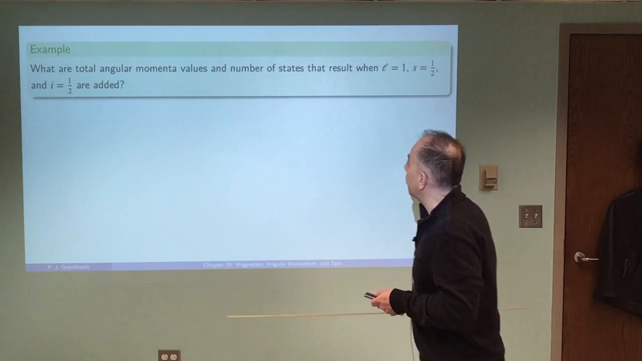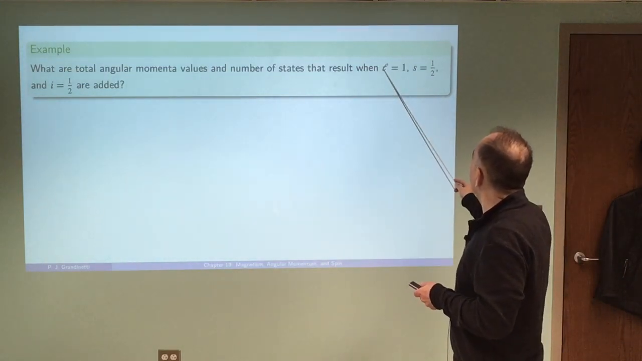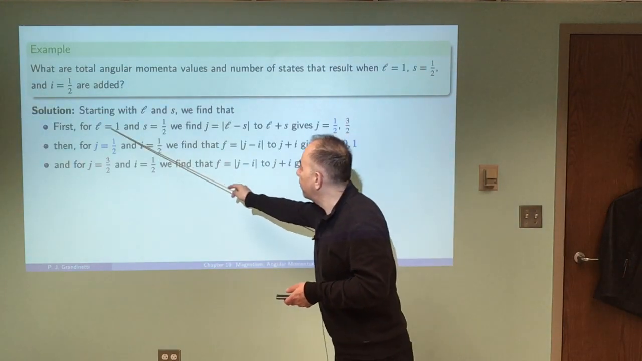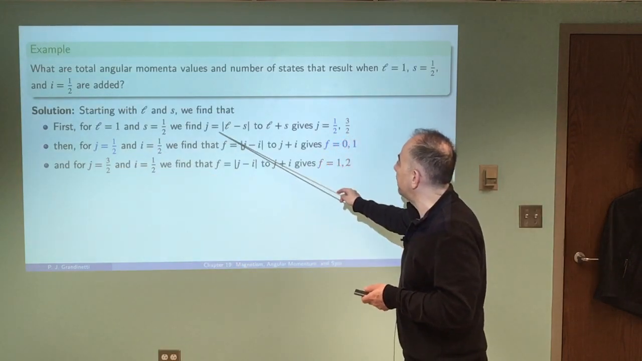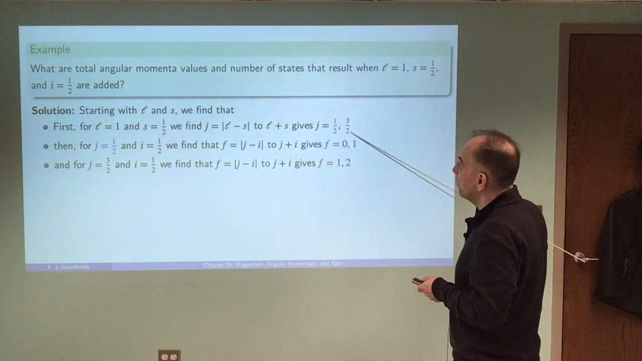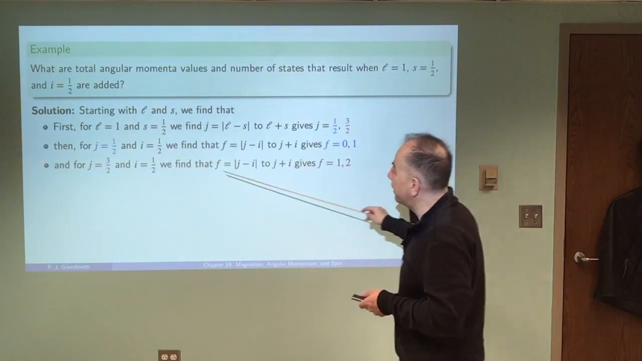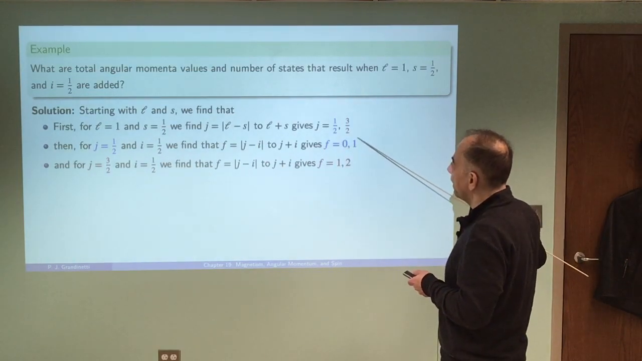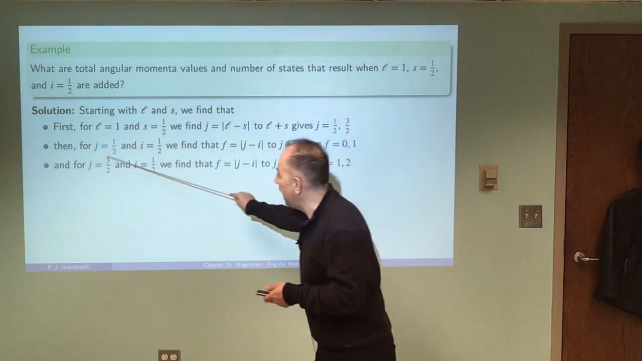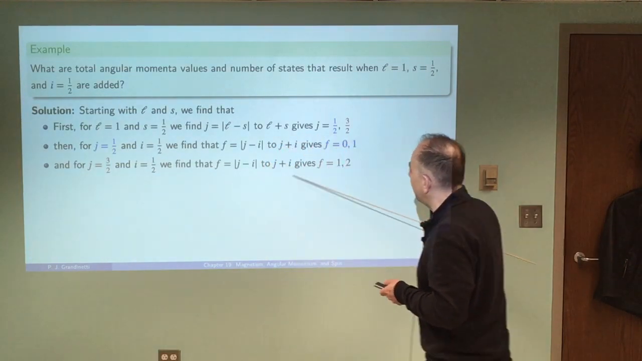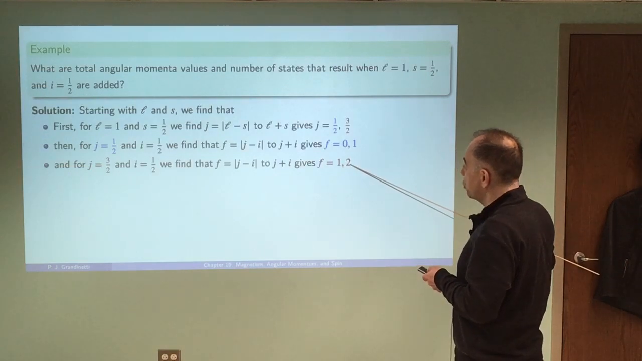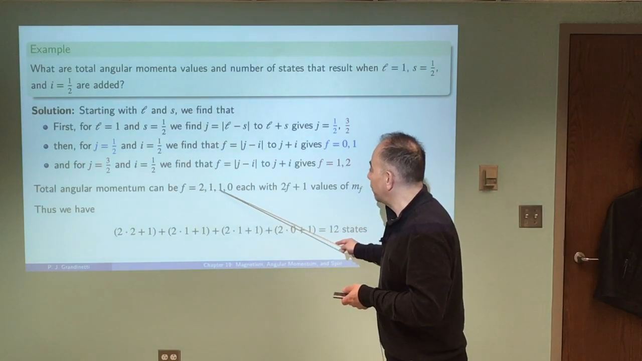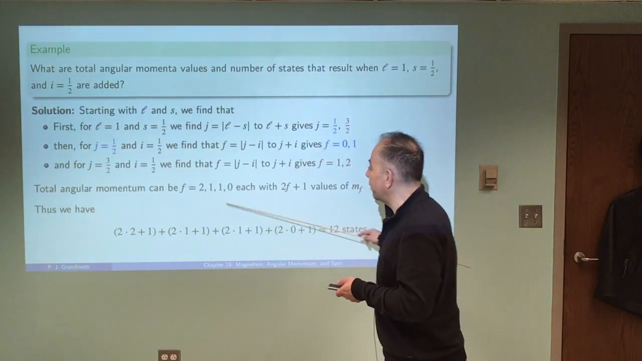So if I want to take the total angular momentum for states with 3 angular momenta with L equals 1, S equals half, and I equals half, then we can start by, for L equals 1 and S equals half, finding the range of J is half and 3/2. So for the J equals half, we can combine that with the I, and we get a range of F equals 0 to 1. And then going back to the 3/2, we can combine it with half here, and we get a total angular momentum of 1 and 2. So what we find is the total angular momentum can be 2, 1, 1, 0. Those are the quantum numbers for the total angular momentum.